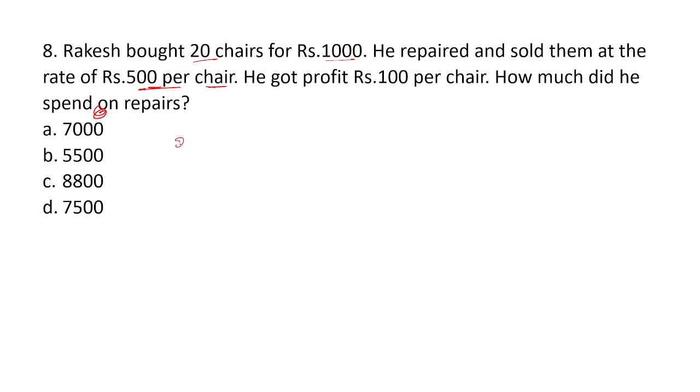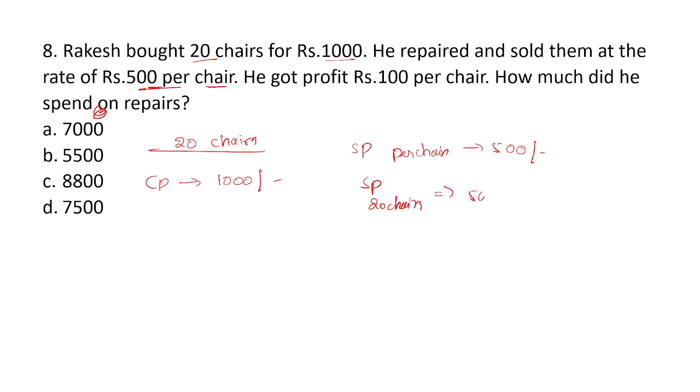Simple, guys. What is the total? How many chairs is he buying? Bought 20 chairs. Okay. What is the cost price of 20 chairs that is given? 1000 rupees. Now he's selling. What is the selling price? So this is 1000 rupees for 20 chairs, whereas selling price per chair is given as how much? 500 rupees. So per chair, if it is 500 rupees, then the selling price of 20 chairs is 500 into 20, which is 10,000. Clear? Cost price is 1000, selling price is 10,000.